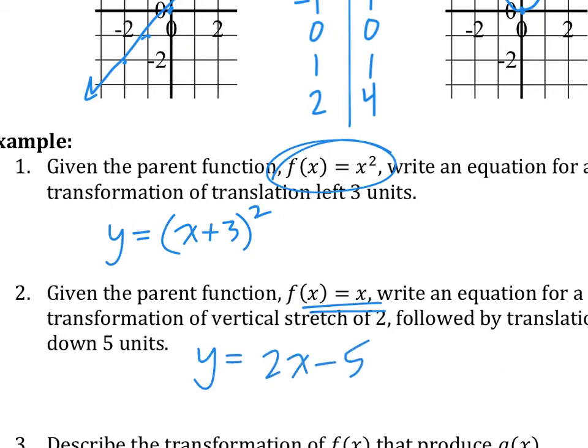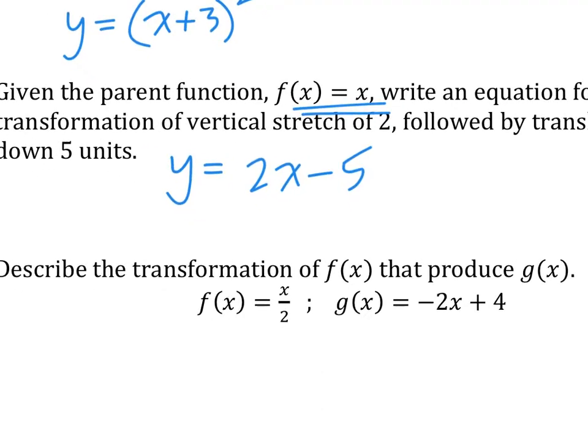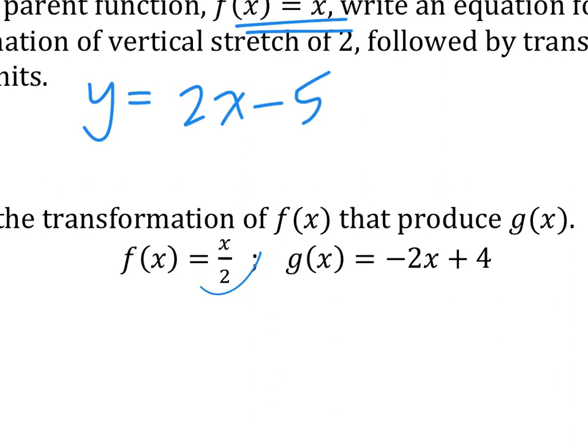Yes, very good. The last thing we're going to do, this one's a little bit harder. You're going to change from f of x to g of x. And the question is, how did you do that? So somehow you moved from here to here. What transformation will you have to do in order to get from x over 2 to negative 2x plus 4? I'm going to give you a few seconds to think about it. What transformation do you have to do? Meaning, what do you have to multiply? What do you have to add and subtract in order to get from f to g?